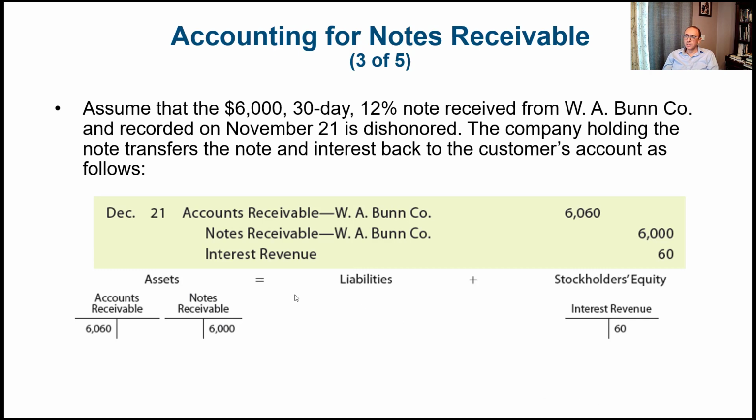So we're going to cancel the notes receivable, the $6,000. We still need to record the interest revenue, the $60. The total of that would be converted to accounts receivable, so we're going to debit accounts receivable for $6,060.